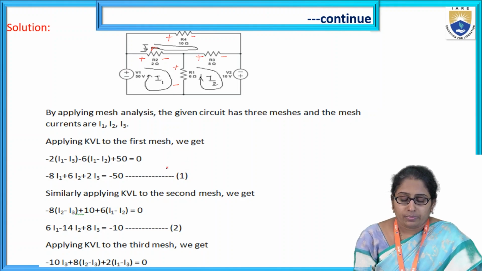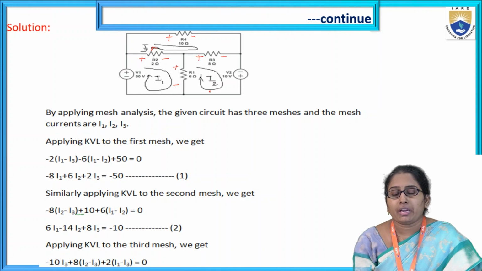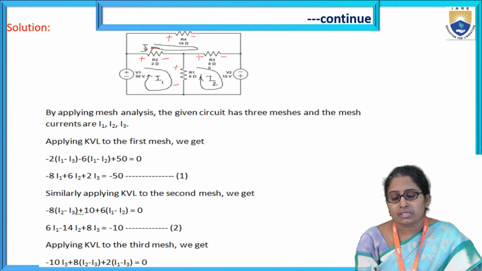Next, what is the next? We have mesh 2. In mesh 2, the mesh current is I2. This is the direction I have taken. So now I have started from this point. The first element is R3, the 8 ohm resistor. What is the first voltage drop? The voltage drop direction is the same as the assumed current direction, so minus 8.